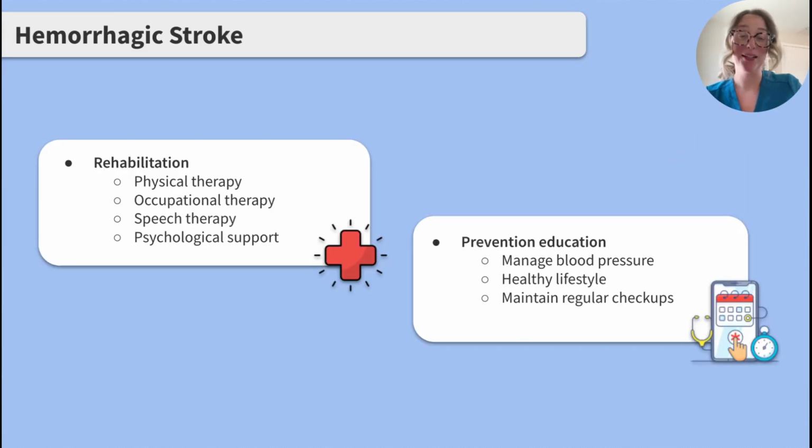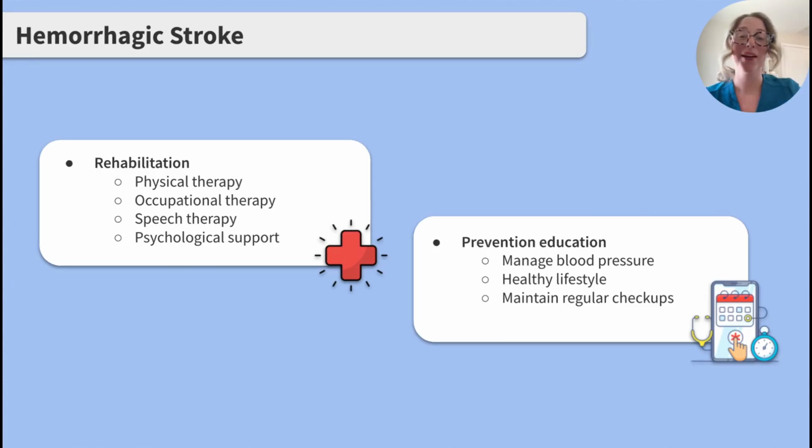Following proper treatment, clients will likely need rehabilitation. This can include physical therapy to regain strength and coordination, occupational therapy to relearn activities of daily living, speech therapy for any speech and swallowing challenges, and psychological support to work through cognitive and emotional changes that occur as a result of the stroke.